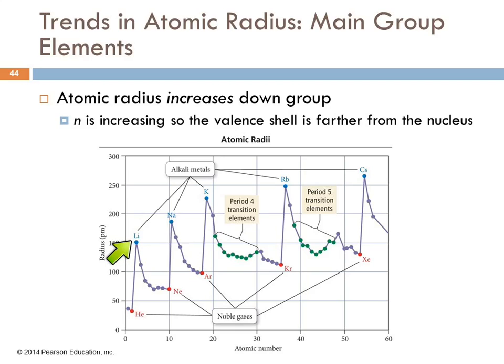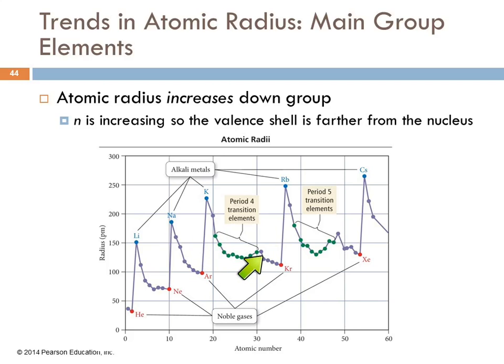So lithium is a main group, and beryllium's a main group. And then these guys here, these are the transition elements. Oh, I'm sorry, those aren't. There's no transition elements in that period. I have to go down to period 4, sorry. Yeah, look, it's even labeled there, duh. Okay, these are the period 4 transition elements.